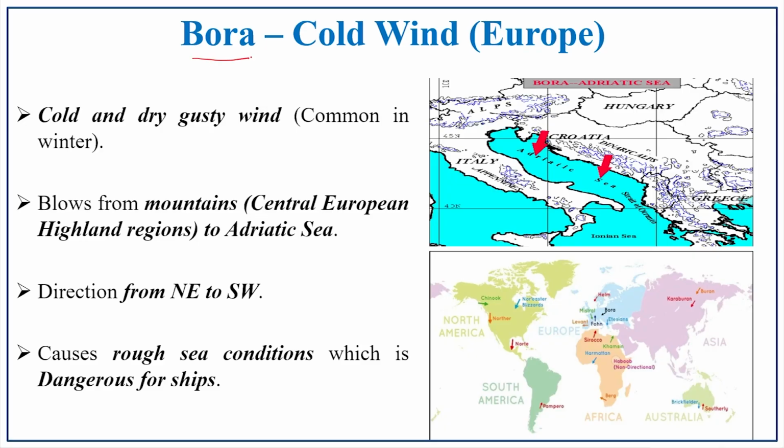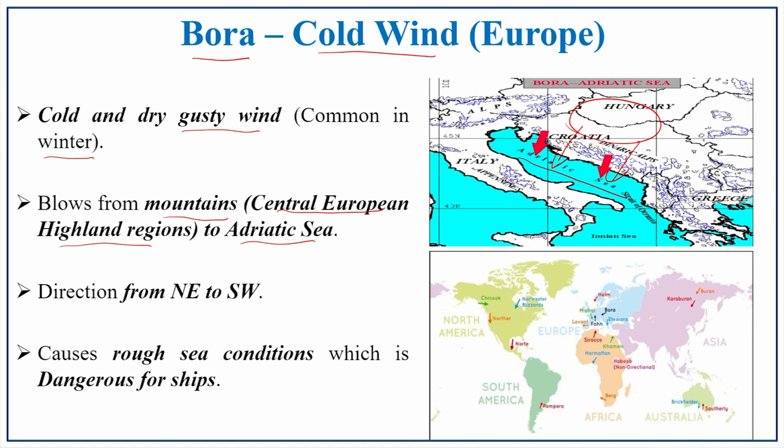The next wind is the Bora. It is again a cold wind which is blowing in the European continent, a cold and dry gusty wind. It is commonly blowing in which season? It is common in the winter season. It blows from the mountains, the central European highlands, to the Adriatic Sea. So, you can see here from the central highland, the wind is blowing towards the Adriatic Sea. From highland towards the sea region this wind is blowing.